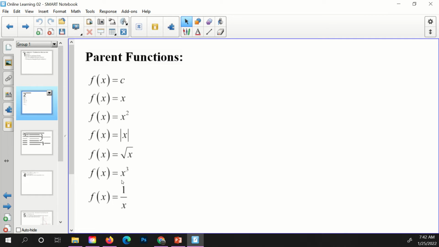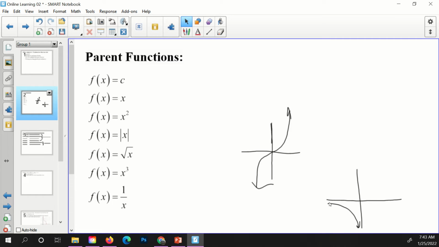F of x equals x to the third. Remember that graph looks a little bit like this, where it comes up and then goes like that. And then f of x equals 1 over x, and if you remember 1 over x, it looked like this, where we have that division by 0, so we have a horizontal asymptote. So just a quick review.